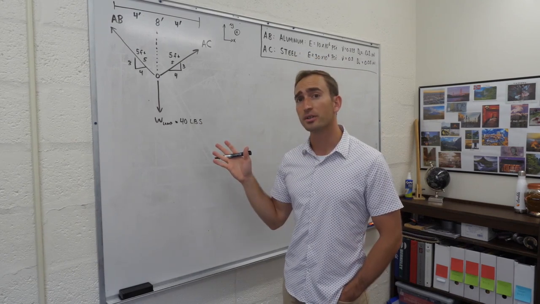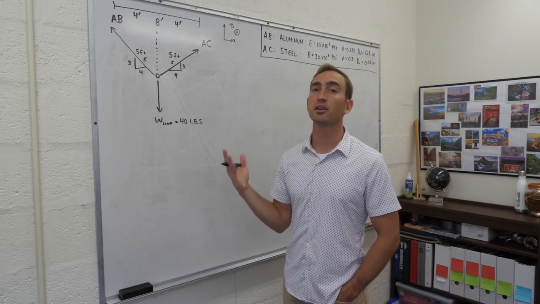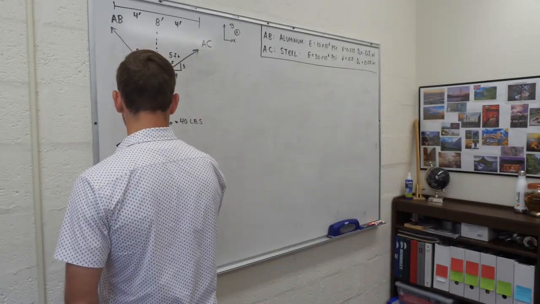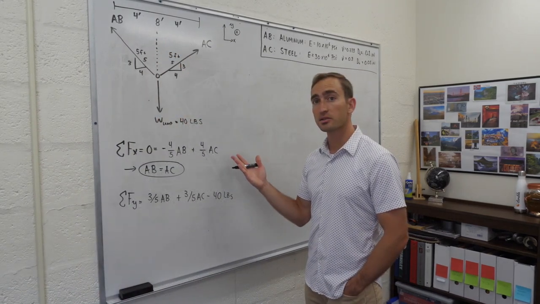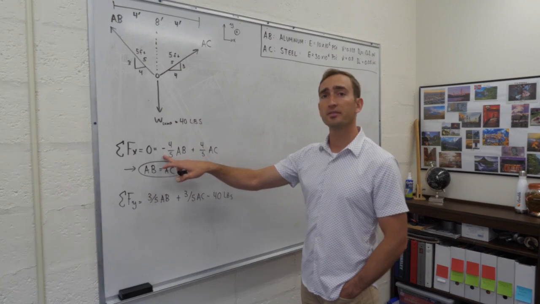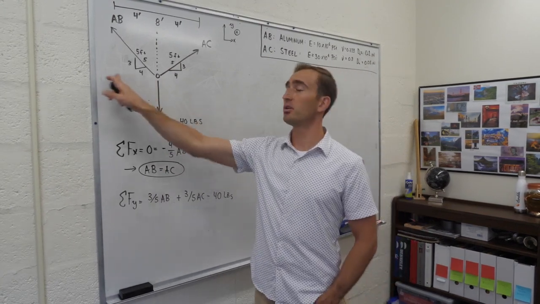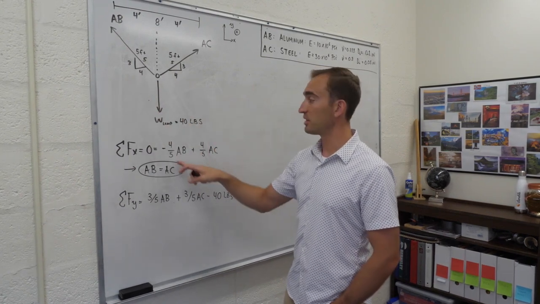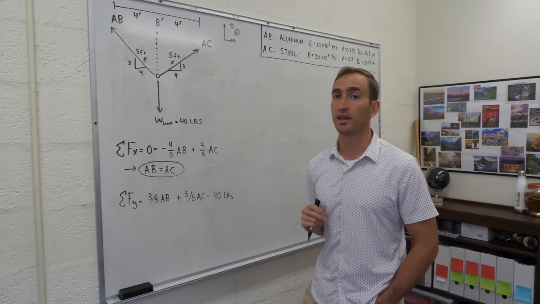Now that we know the geometries of both of the cables, we can sum some of the forces in the X and some of the forces in the Y to calculate the forces in both of the cables. And I'll do that right now. Once we write out the sum of the forces in the X, we can see that we have -4/5 AB plus 4/5 AC. So we've got the X component of AB going to the left, the X component of AC going to the right, and we can see that because they're multiplied by the same factor, those two values are going to have to be the same.